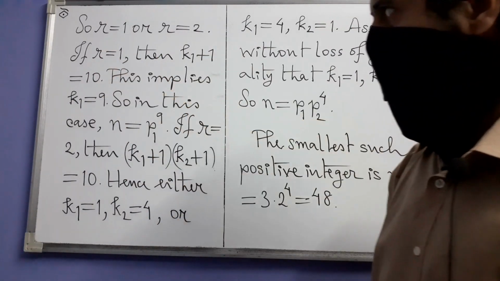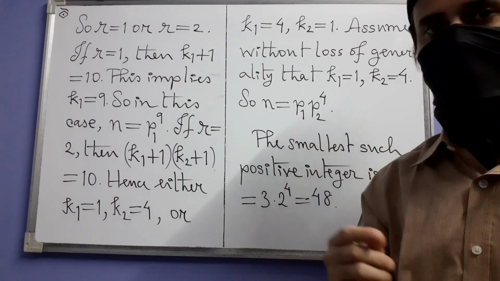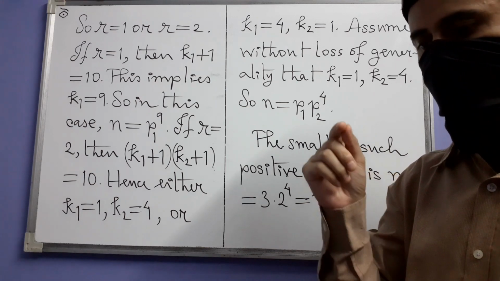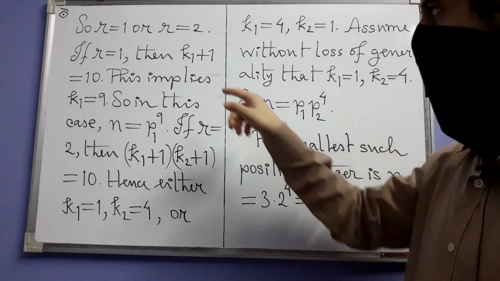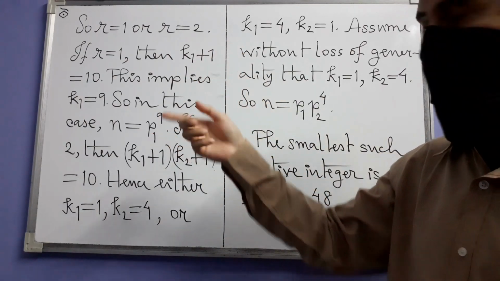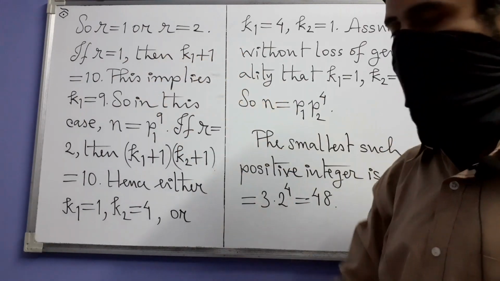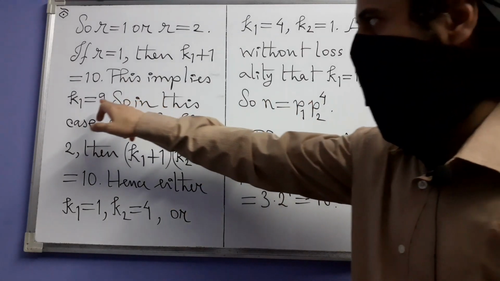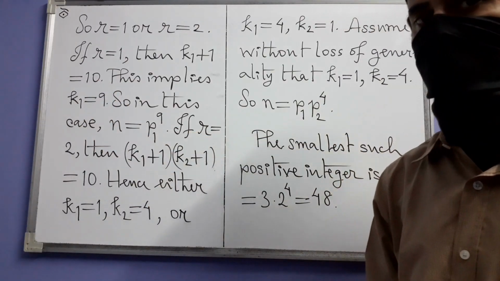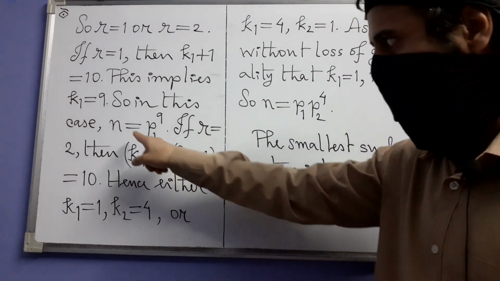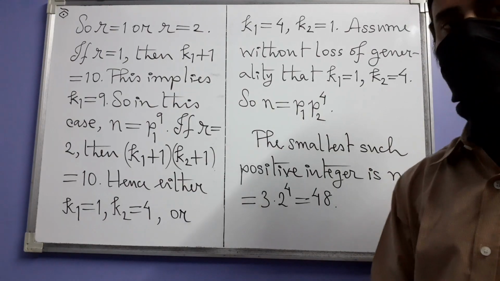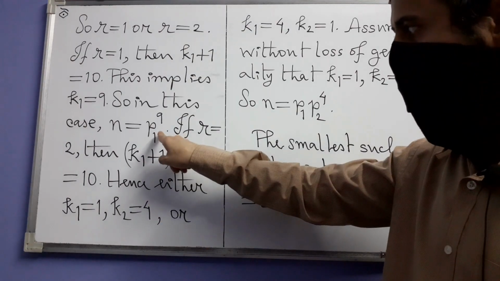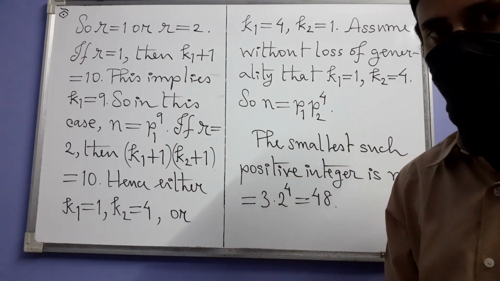If R is equal to 1, then how does the number n look? There is only one prime factor, p1. That means n is equal to p1 to the power k1. And that equation looks like this, k1 plus 1 equal to 10. In that equation there is only one factor on the left hand side. So from this we are actually getting the value of k1 to be 9. So the number n now looks like this, p1 to the power 9. This is all we can say about it, because this p1 can be any prime.